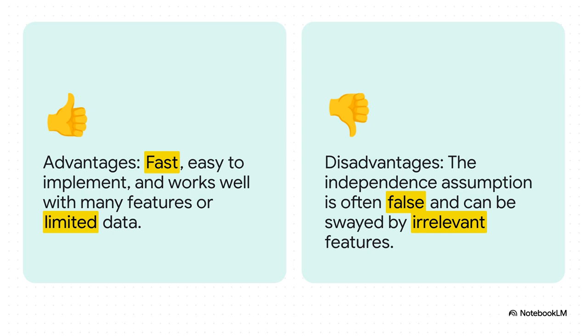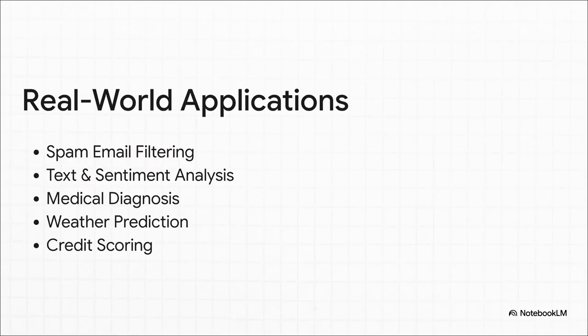But the big catch, the thing you always have to remember, is that the core assumption that all the features are independent is almost never actually true in the real world. But even with that drawback, you can see why this thing is used all over the place. Its speed makes it perfect for the spam filtering we talked about at the beginning, but also for things like automatically analyzing if a movie review is positive or negative, helping doctors make an initial diagnosis based on symptoms, and even for credit scoring. It's a real workhorse in the world of machine learning.